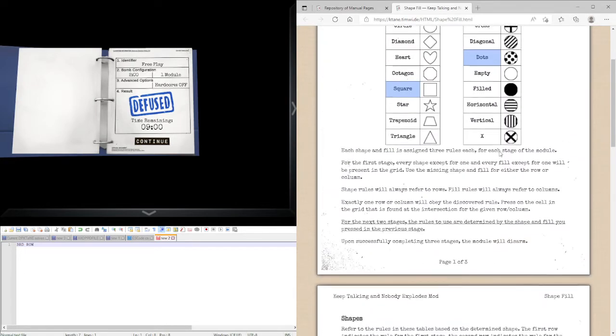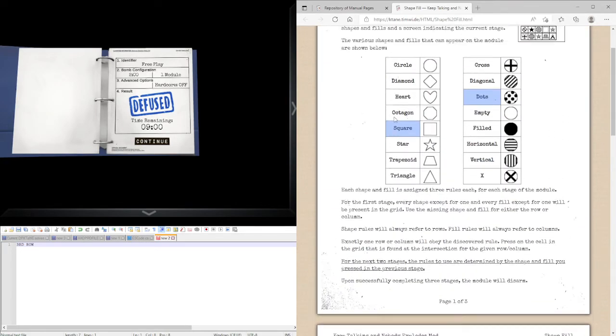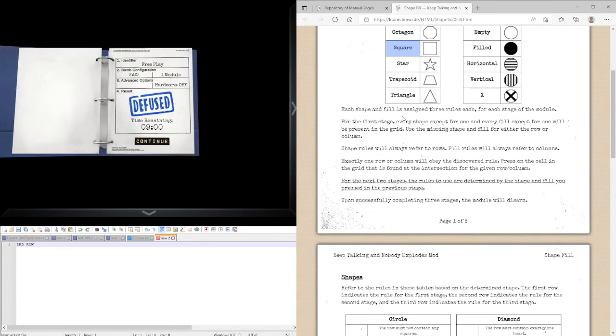So things to remember: first stage, you're finding the ones that are missing. Second two stages, you press the shape and fill you pressed on the previous stage. And remember, there will be only one correct solution.